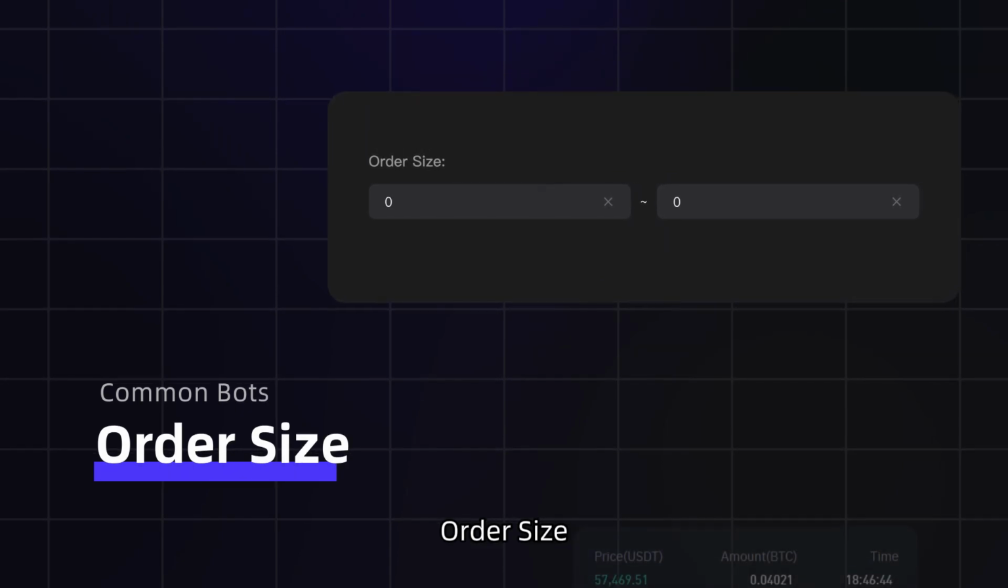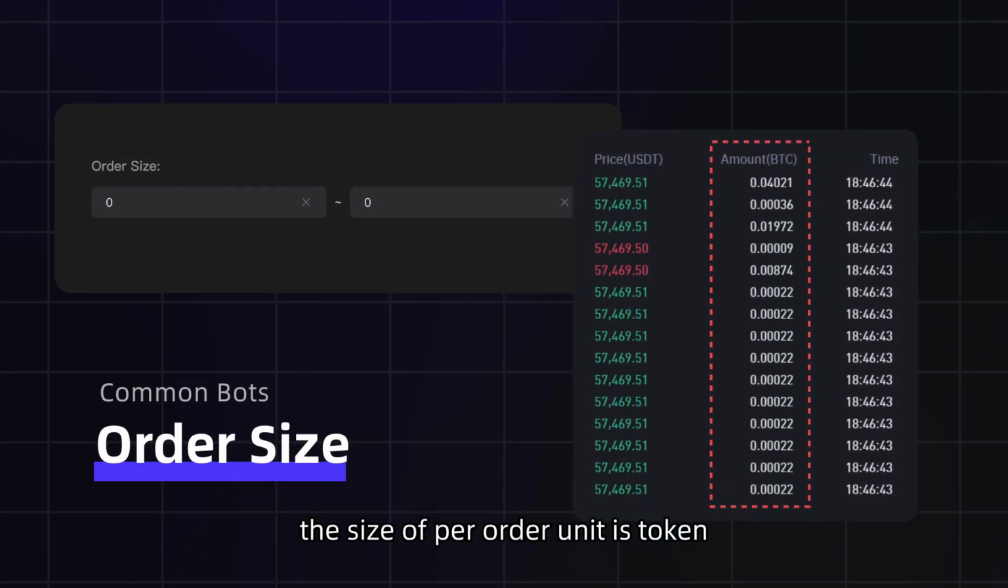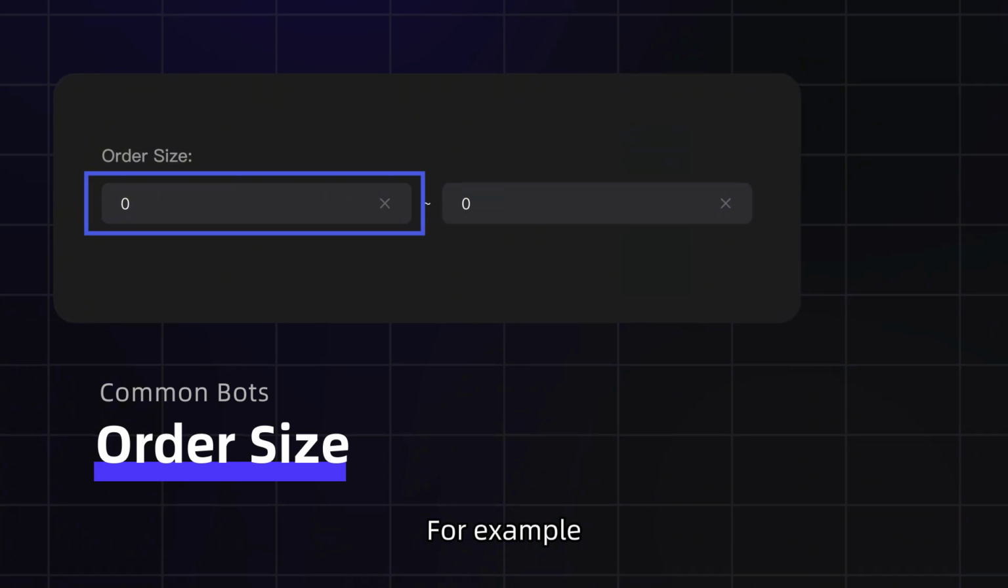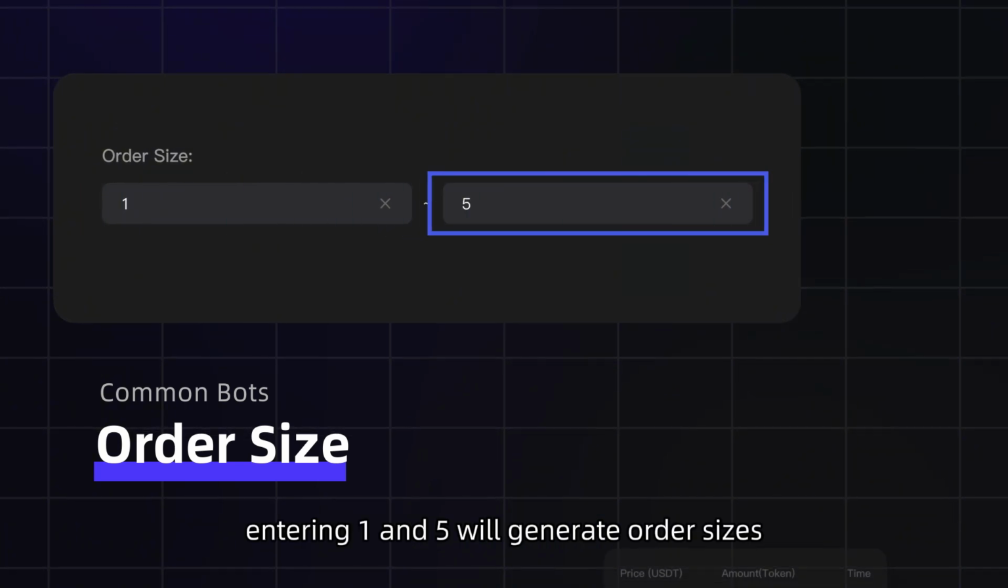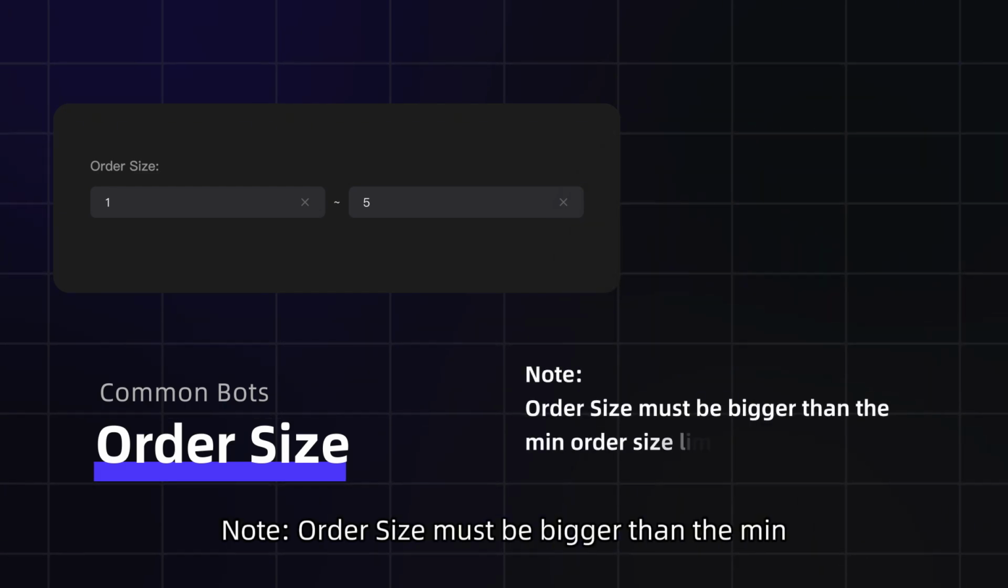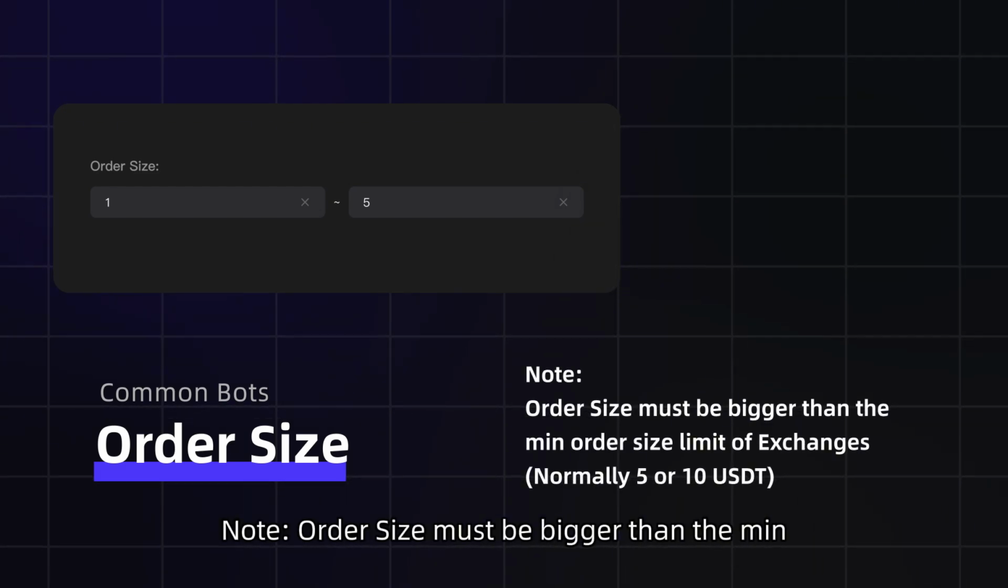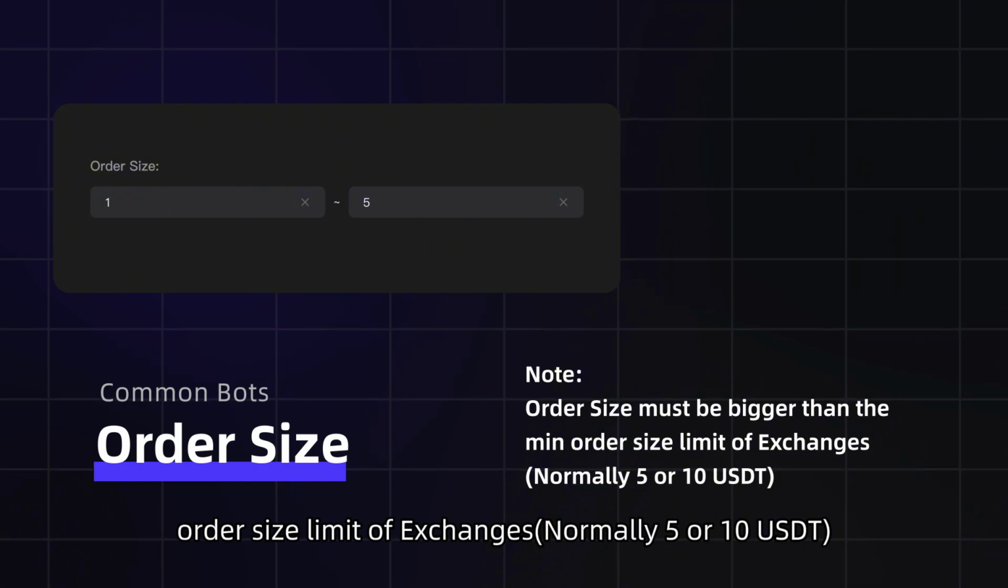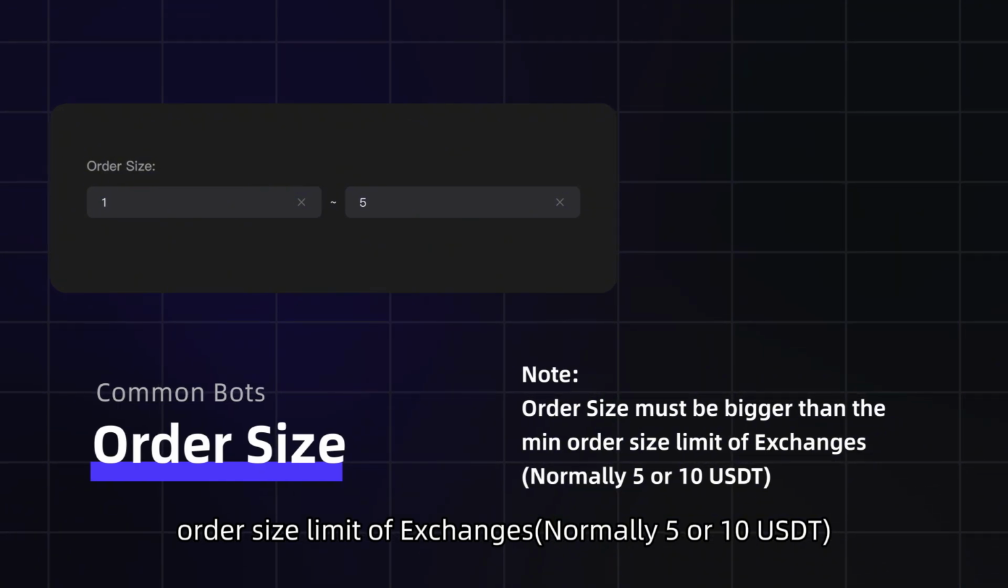Order size. The size of per order unit is token. For example, entering 1 and 5 will generate order sizes between 1 and 5 tokens. Note, order size must be bigger than the min order size limit of exchanges, normally 5 or 10 USDT.